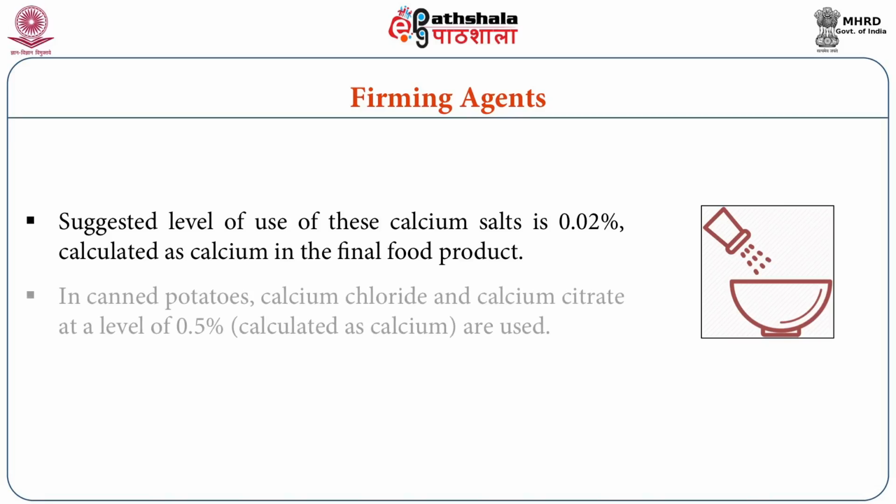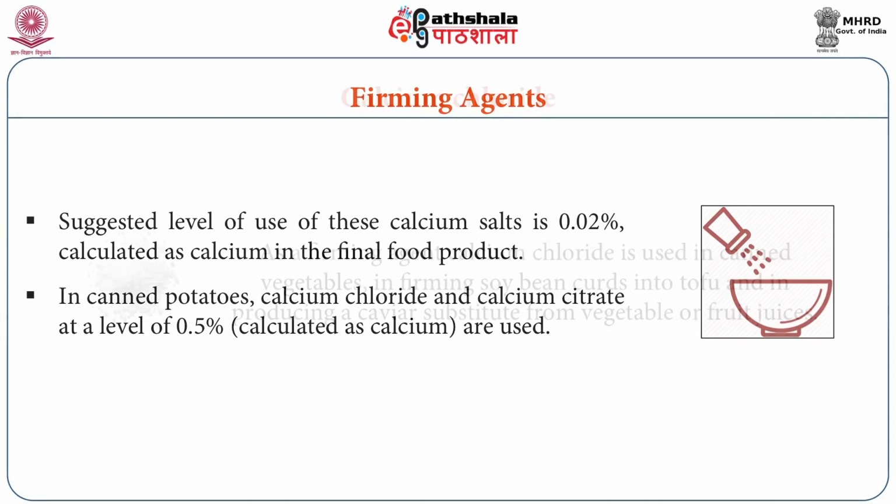the final food product. In canned potatoes, calcium chloride and calcium citrate at a level of 0.5% calculated as calcium are used.